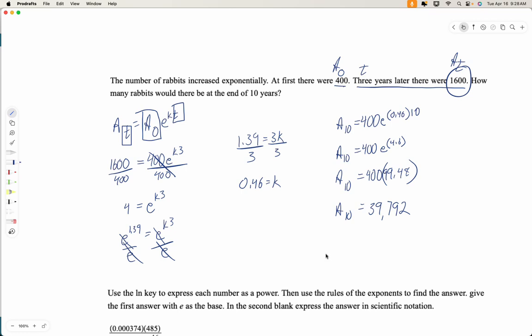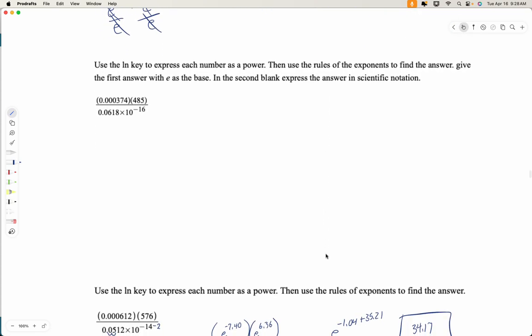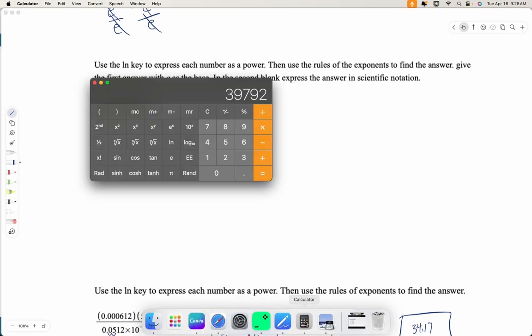Okay. So let's do, I think that's the only one like that you had. You had one more with the ln key. And it solved exactly the same way that we did this one down here. All we have to do is type it in and hit the ln key. So let's start.